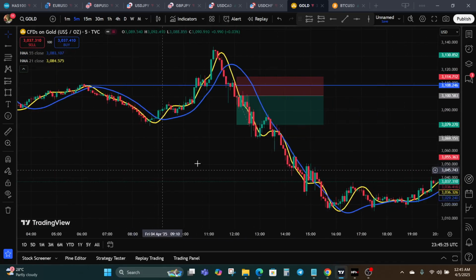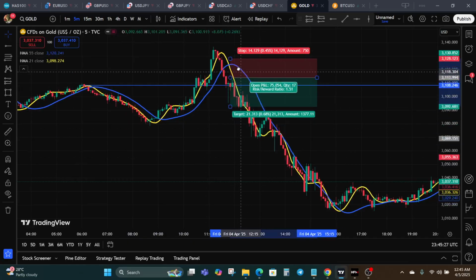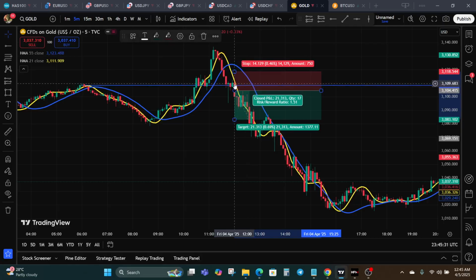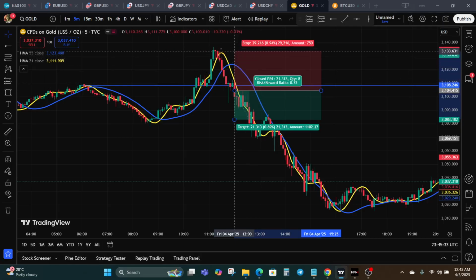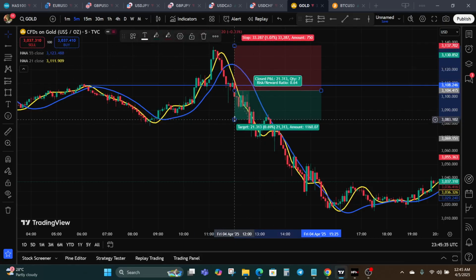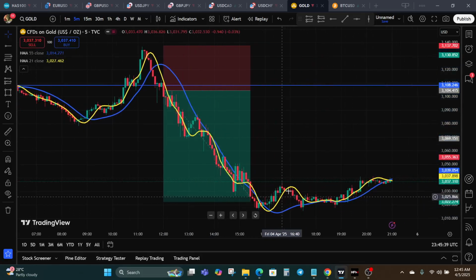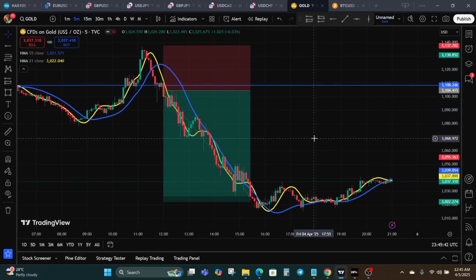Then for a sell, once you enter a sell trade, you can make sure you get confirmation candlestick patterns. Then you can set your stop loss above the recent swing high. For your take profit, you can use key support zones, or you can just wait for a bullish crossover to occur before you exit your sell trade.